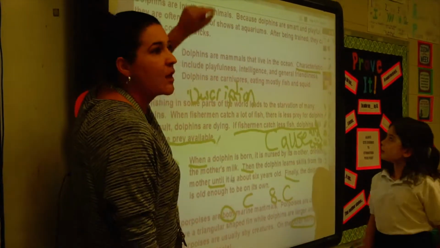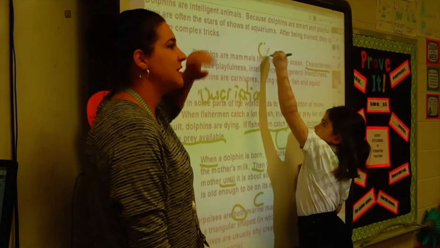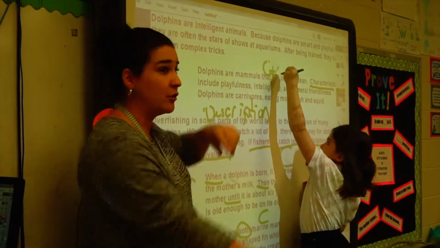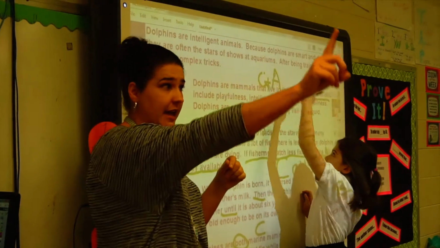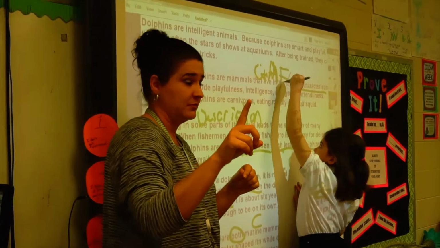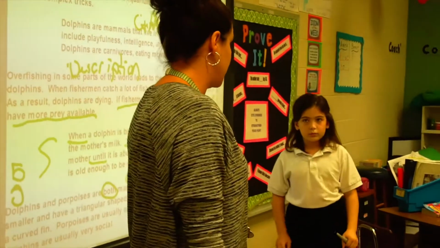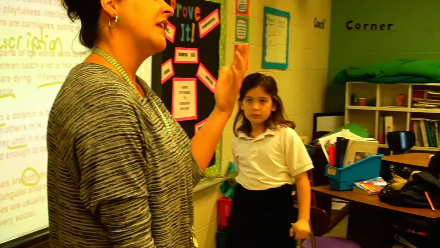Cause and effect. Cause and effect and problem and solution are always the trickiest because they're very similar to one another. But only one has a what? A solution. Cause and effect does not necessarily have a solution. So if there's a solution in there, it's probably problem and solution.